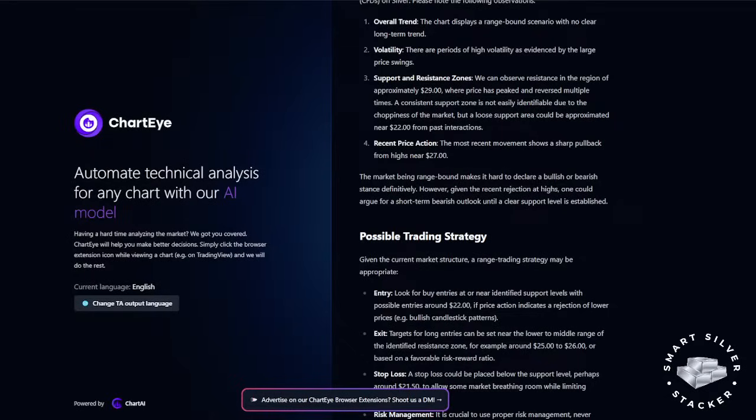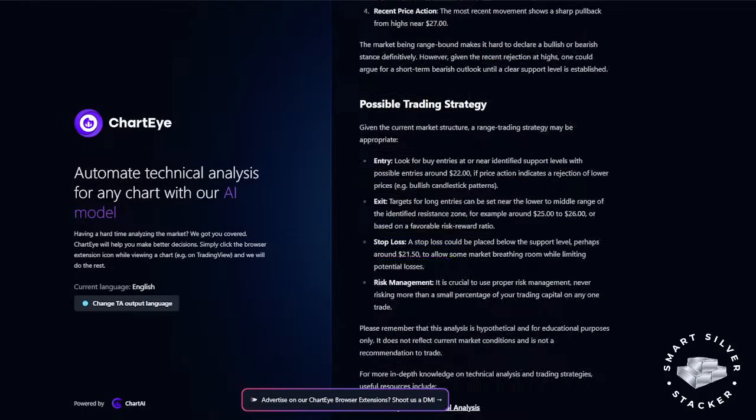A consistent support zone is not easily identifiable due to the choppiness of the market, but a loose support area could be approximated near $22 from past interactions. So if we do get a pullback from here, I would actually be really shocked to see silver fall below $22. Could it drop a bit more from here? Yeah, sure. We could see both metals fall as gold goes back to that $2,100 level, retest that. But I would be shocked if we saw silver drop below $22 in the short term here. The most recent price movement shows a sharp pullback from highs near $27.